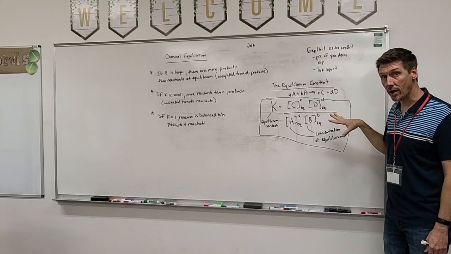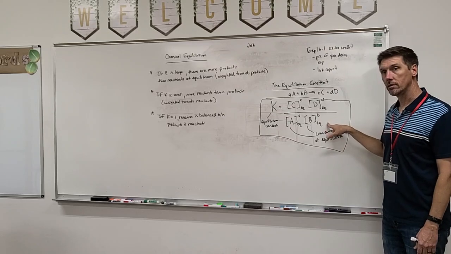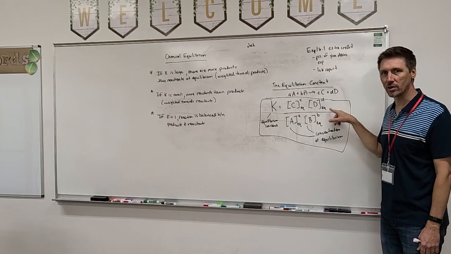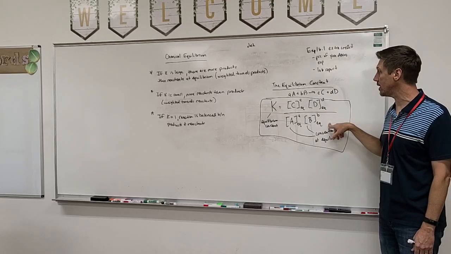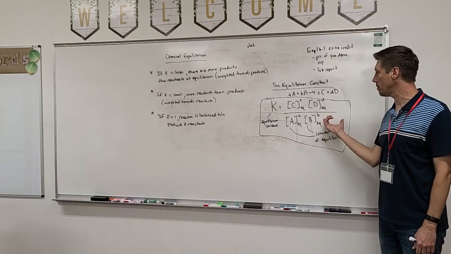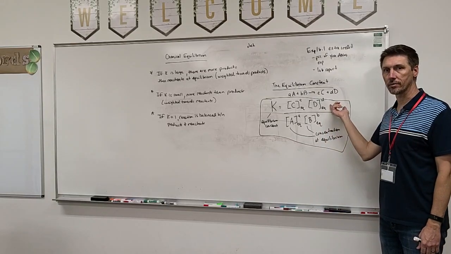But if that's flipped around and our denominator is bigger than our numerator, in other words, the concentration of the reactants is greater than the concentration of our products, then K would have to be small because we've got a bigger number on the bottom than the number on the top, all right?